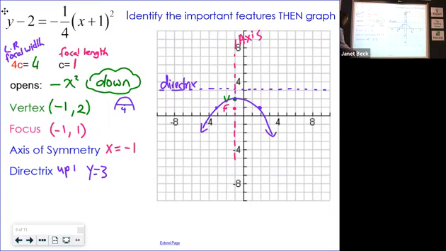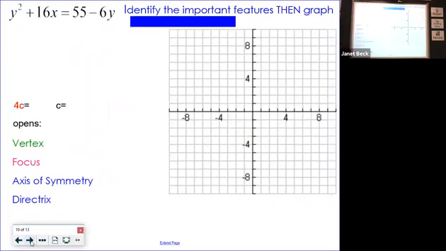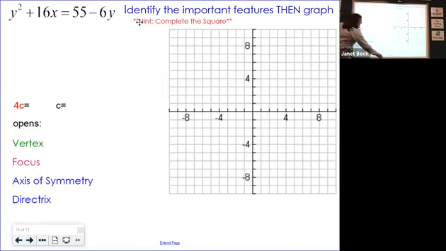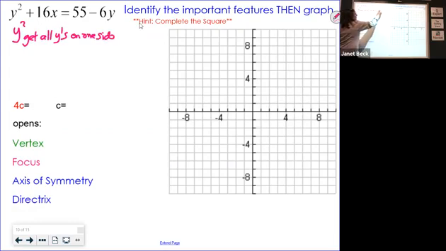Let's try something harder. This is harder. Can you see why this is more difficult? We haven't been given it in graphing form. We're going to have to complete the square. So write that down. And now remember what I said at the beginning. You look at what's being squared. Y is being squared. So get all y's on one side equal to everything else.